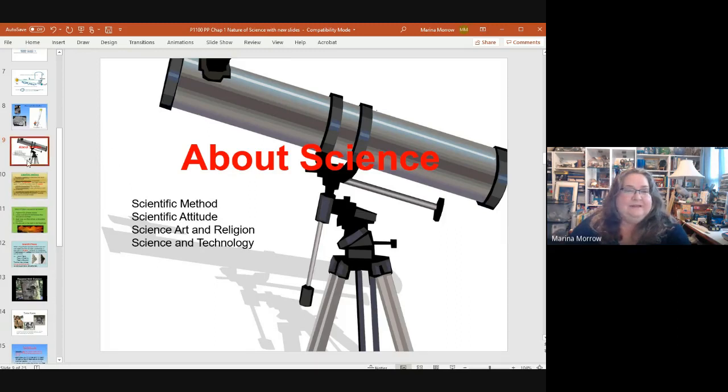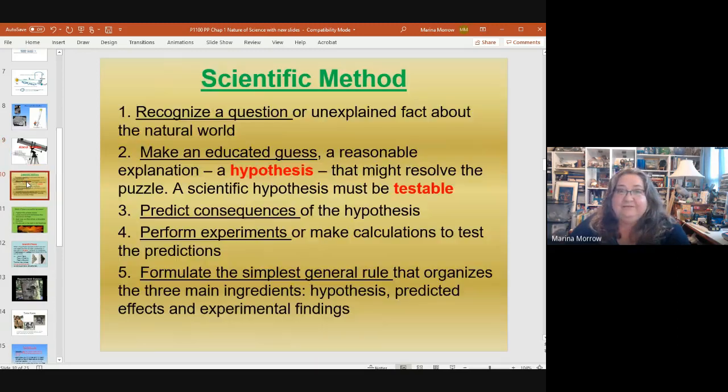And so the scientific method would have these 5 formal steps. So, first of all, you might recognize a question or an unexplained fact about the natural world. So, it might be as simple as, why is the sky blue? And we'll be talking about that later in the semester. But why is the sky blue?